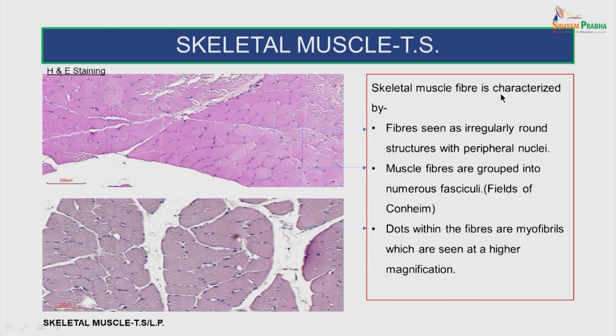The skeletal muscle fibers are seen as irregularly round structures with peripheral nuclei. The muscle fibers are grouped into fasciculi, called the fields of Cohnheim. The dots within the fibers are myofibrils, which are seen under higher magnification.